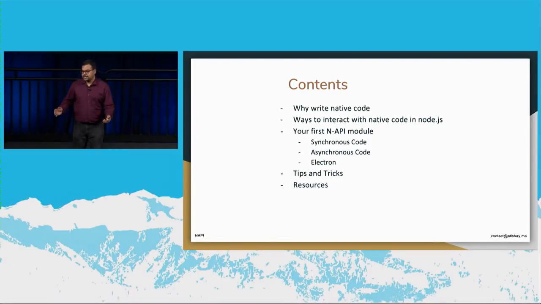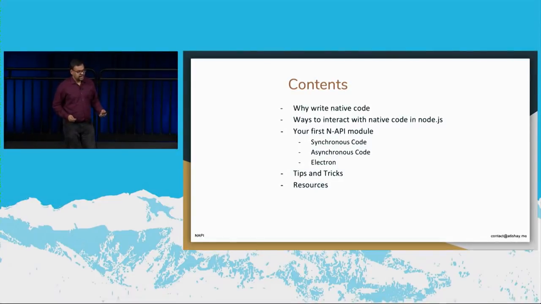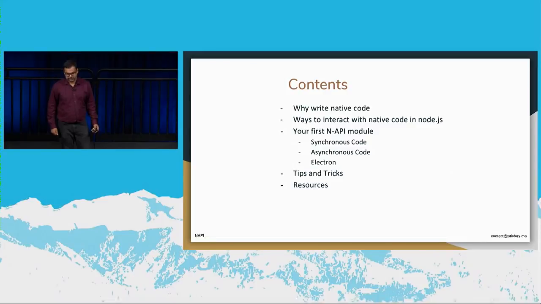We'll talk about the various ways to interact with native code from within Node.js. We'll go through a running example of an NAPI-based plugin to Node.js, a module that looks like JavaScript but is written in C++. We'll do a synchronous and an asynchronous version as well, and then we'll also be running it in Electron. I'll share some tips and tricks to be successful in the native world and leave you all with a bunch of resources to play with at the end of the conference.